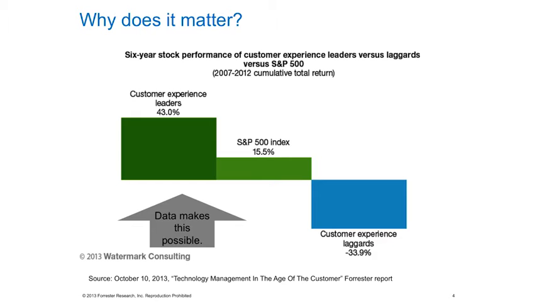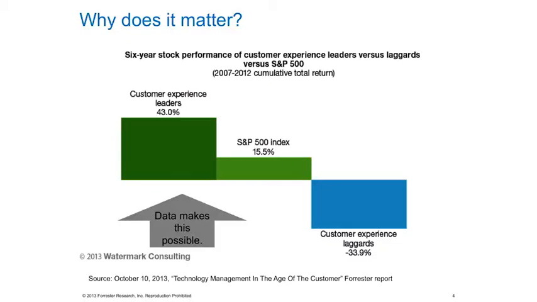This looks at the performance of customer experience leaders versus those that are laggards, or even versus the typical S&P 500 index. It looked at their financial return on the marketplace as it relates to their correlation with leading from a customer experience perspective. And you can see here it's a really dramatic difference, right? Those that were leaders outperformed the market by a significant percentage. Those that were laggards underperformed the market by a significant percentage.